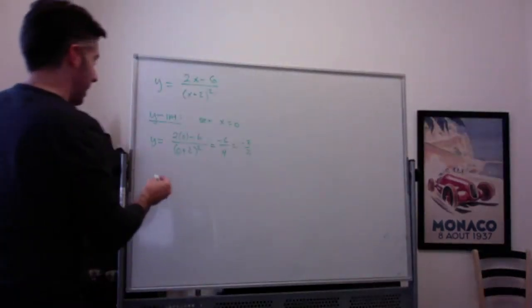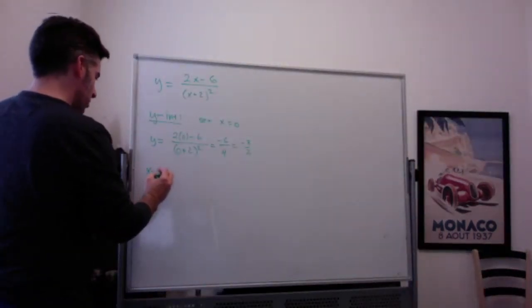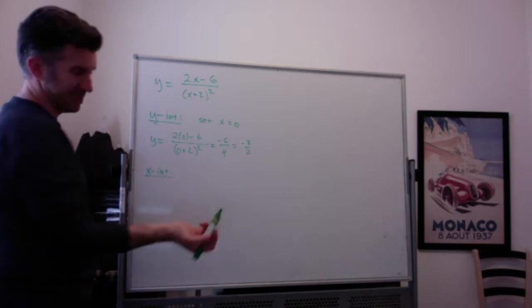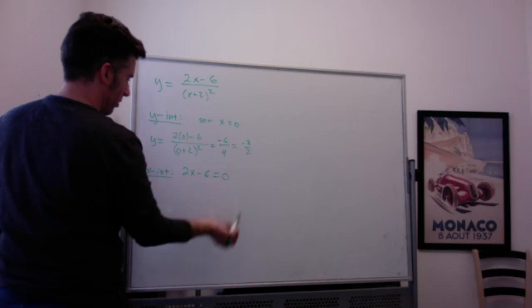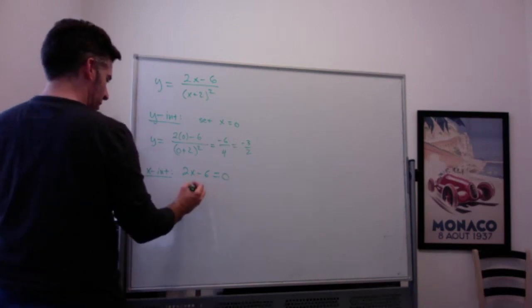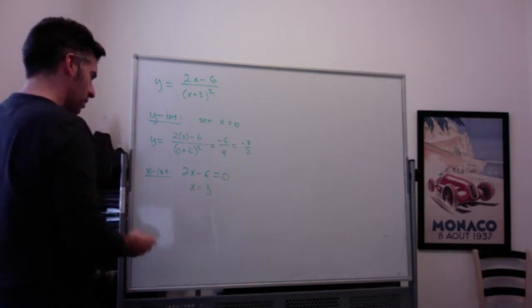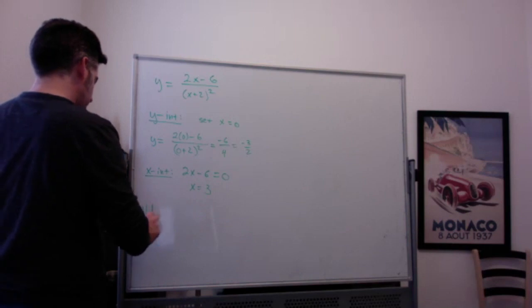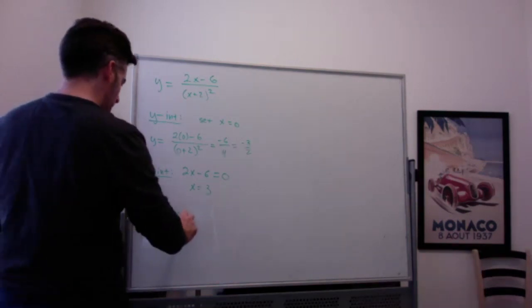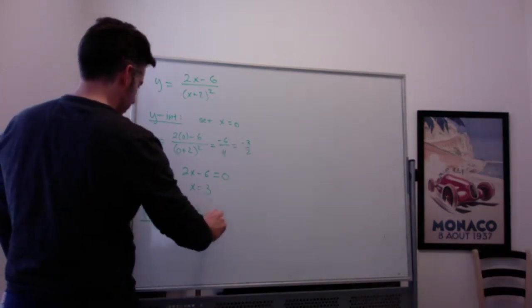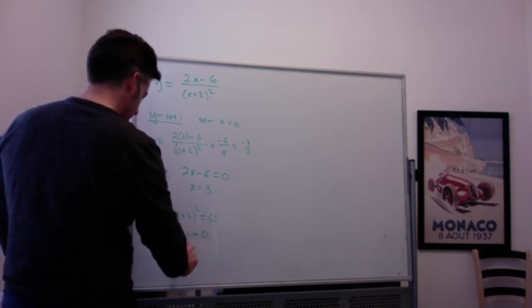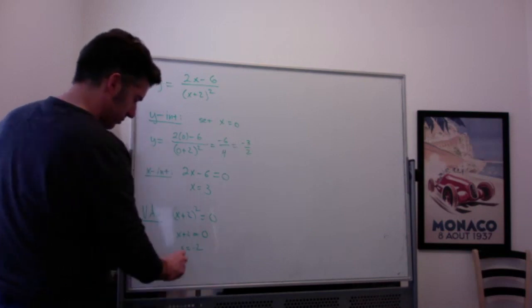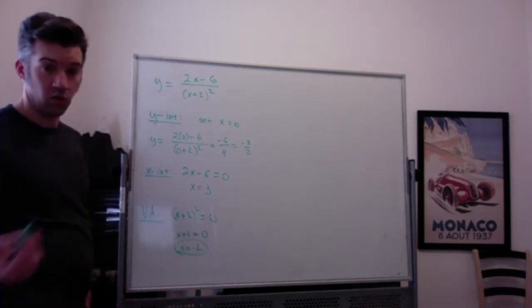That's terrible. And then let's see, x-intercept, or intercepts. There could be more than one. There isn't, but there could be. Set 2x minus 6 equal to 0. We get 2x equal to 6. We get x equal to 3. Vertical asymptote. (x plus 2) squared equal to 0. So x plus 2 equals 0. x equals negative 2. And finally, horizontal asymptote.